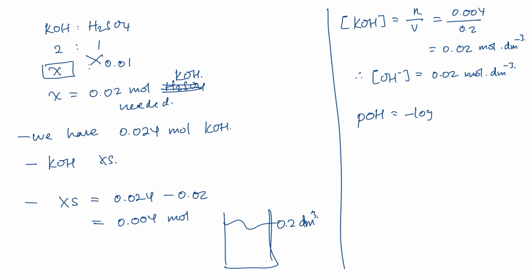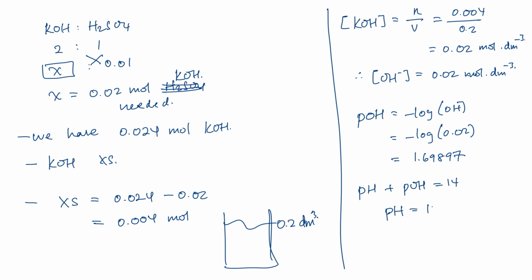Now, I can calculate pOH from here. pOH is equal to minus log the concentration of OH minus. So that's going to be minus log of 0.02. That gives me 1.69897. So pH plus pOH is equal to 14. That means pH is equal to 14 minus 1.69897, which is equal to 12.30.